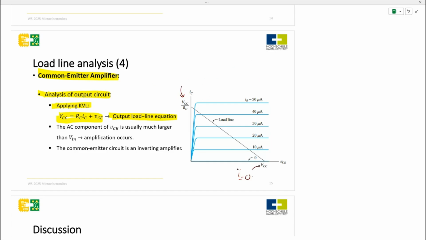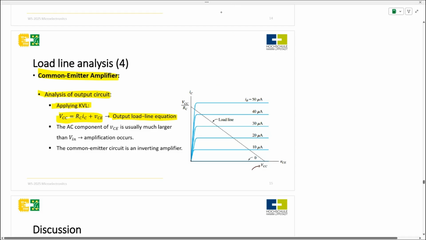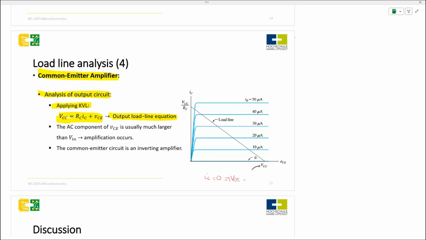So here, let's take this down. Let's put a normal color and thin color maybe. So in this part, when IC equals 0, then you have your VCE equal VCC. And here, when your VCE equals 0, your IC equals VCC over RC, which is this one.